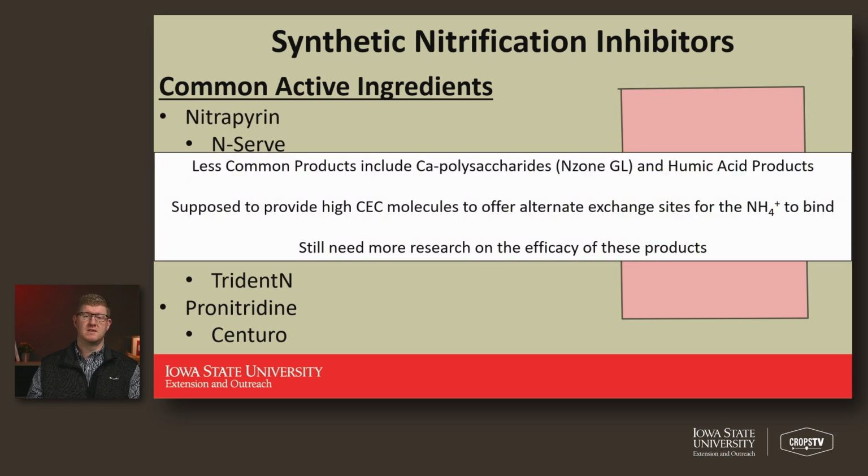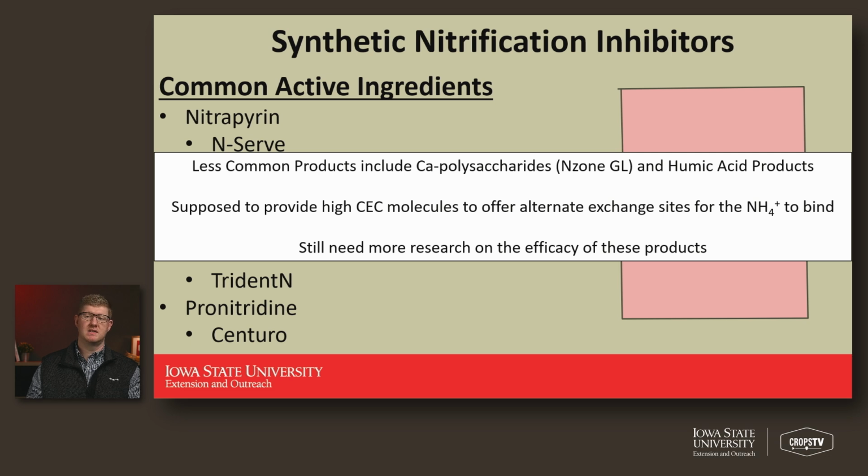So, as I mentioned, there's also some less common products. Those include things like calcium polysaccharide products. A commercial product that you may hear of with this active ingredient would be Enzone. And then there's also some thought that humic acid products may help prevent some nitrification. The way that these work is that they're supposed to provide essentially high CEC molecules within the soil. And so these offer alternate exchange sites for the ammonium to bind to, so that it is binding to those exchange sites rather than the receptor sites in the microbes.